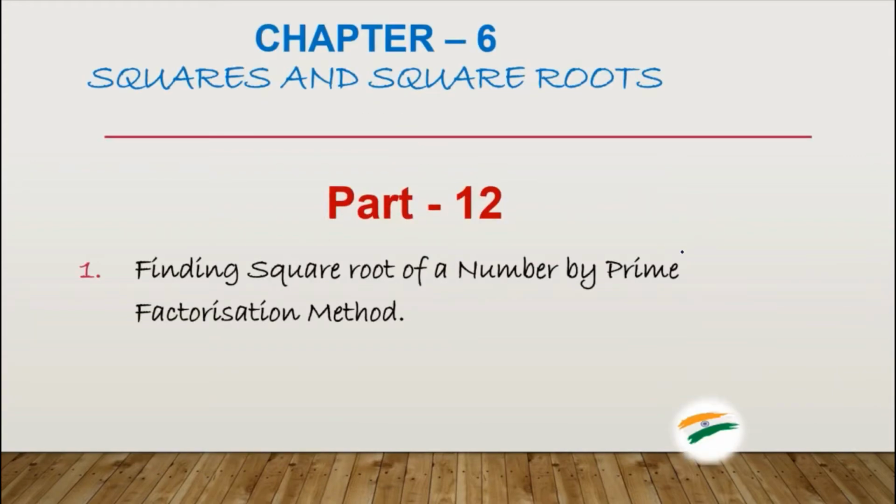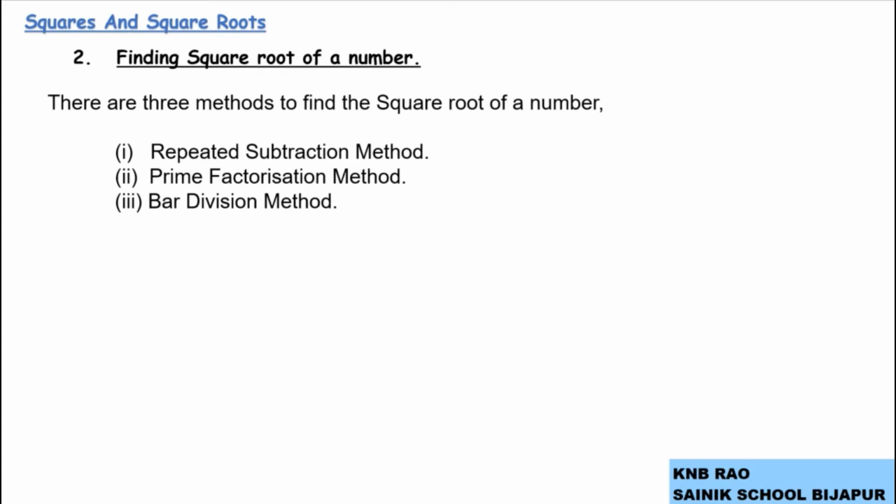This is part 12 of the chapter squares and square roots. In this part 12, we will be learning finding square root of a number by prime factorization method. Students, in our previous session, we learnt the meaning of square root of a number and finding square root of a number by repeated subtraction method. We know that there are three methods to find square root of a number. The first method we learnt in part 11, and today's part will concentrate on finding square root of a number using prime factorization method.